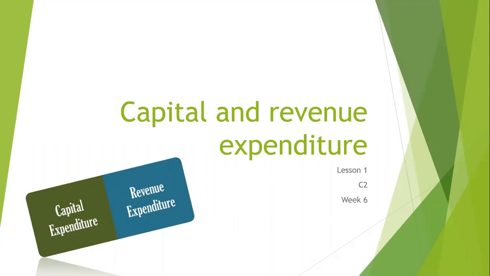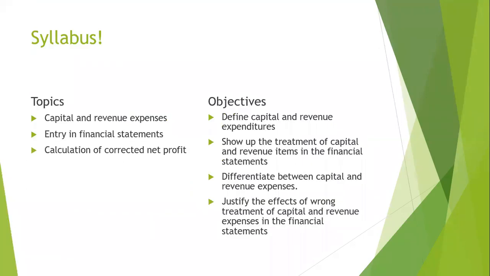This is part 1 for class C2 and week number 6. Let's talk about the syllabus first. Today we are going to cover capital and revenue expenses, entry in financial statements, and calculation of corrected net profit. Now look at the objectives.